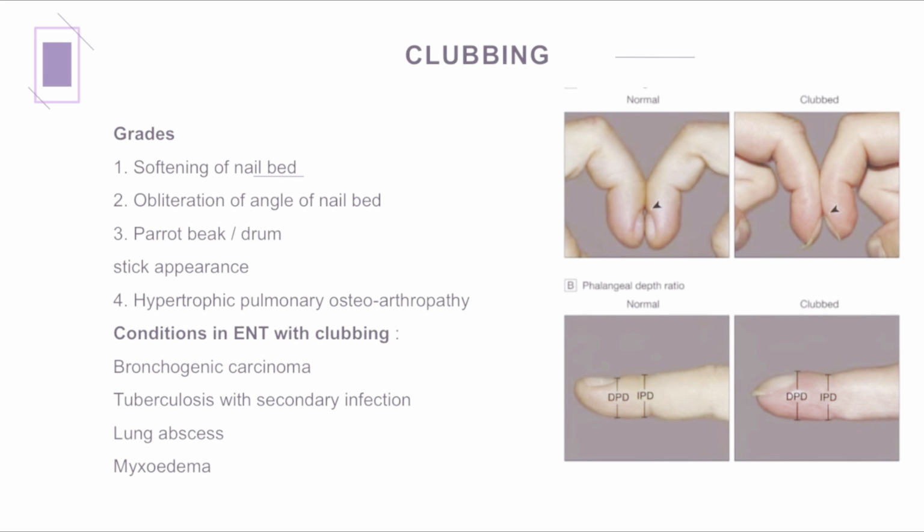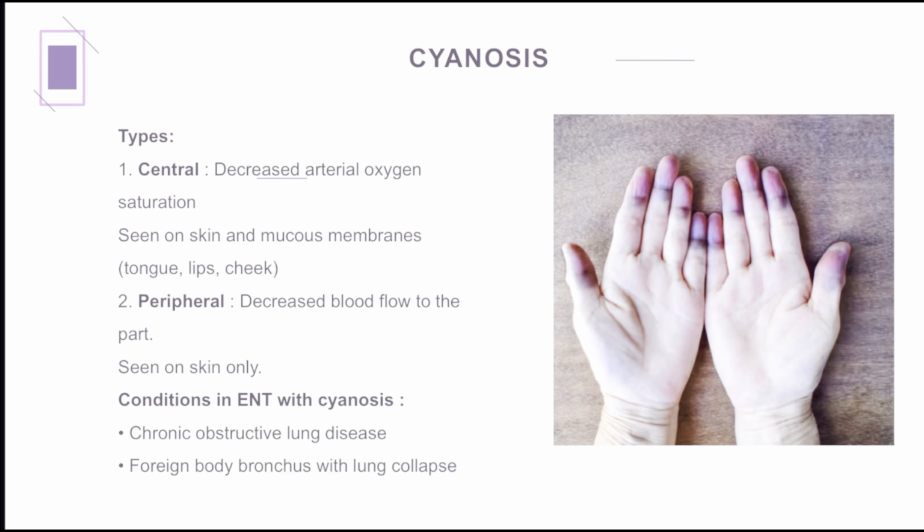It is important in ENT because it is associated with bronchogenic carcinoma, tuberculosis with secondary infection, lung abscess and mixed edema. Now, cyanosis. Cyanosis is the bluish discoloration of appendages due to increased amount of reduced hemoglobin in the capillary blood. We can check for cyanosis in spots like lips, tongue and nail beds. The ENT importance is that it may indicate severe airway obstruction, laryngeal edema or respiratory compromise.